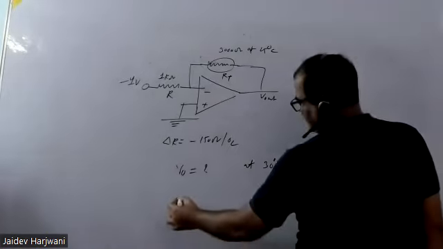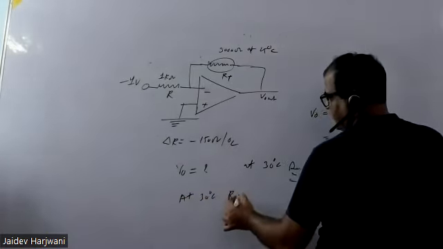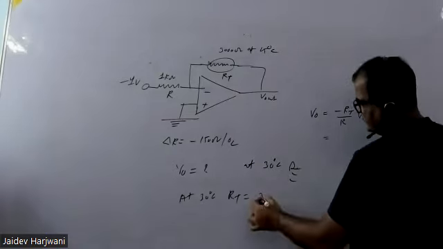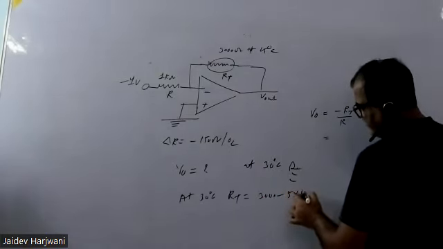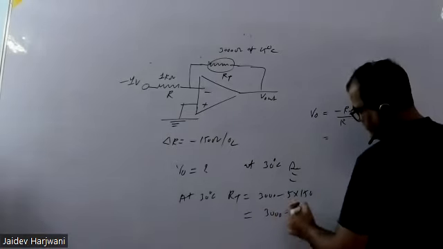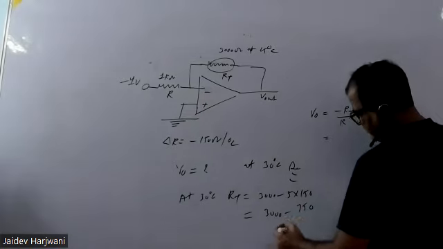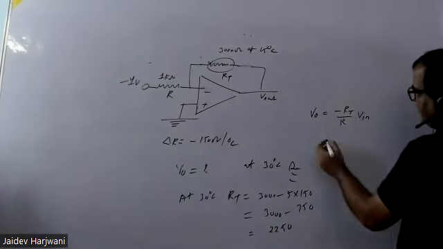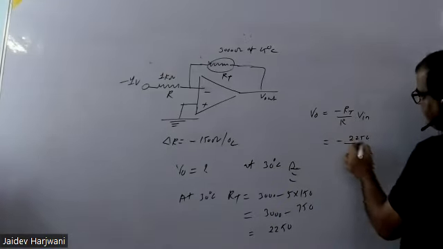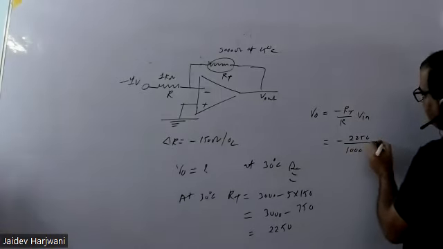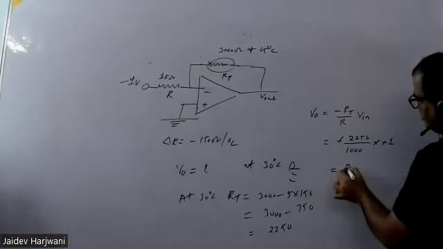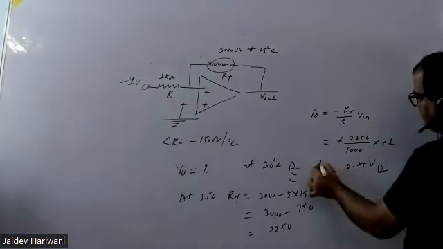Okay. So at 30 degree centigrade, what is the RT value? Tell me. At 25 degree, it is 3000 and it decreases 150 each degree. Okay, so it's 3000 minus 750, so this becomes 2250. So V naught will be minus 2250 upon 1000 into minus 1 volt, so minus minus cancel, 1 volt. Okay, so this will become 2.25 volt. V naught will be the answer.